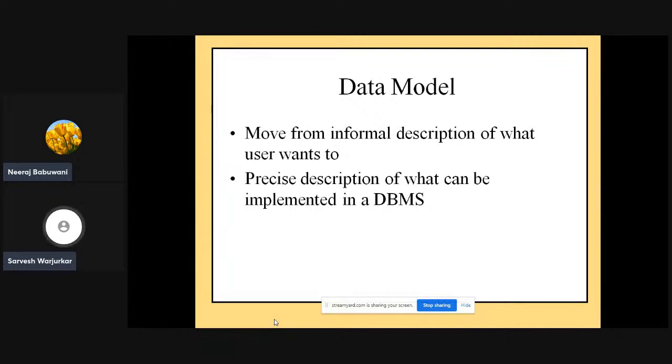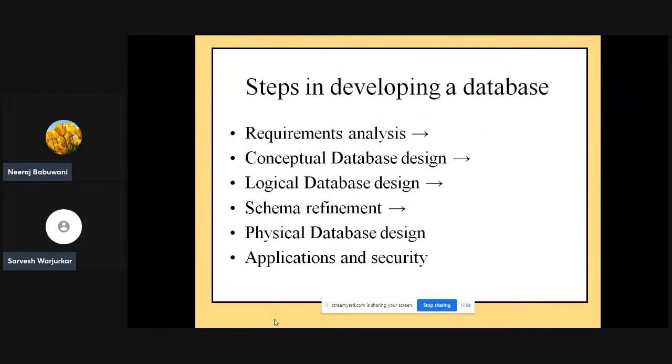We say that we move from an informal description of what the user wants to a precise description of what can be implemented in the database. As the name suggests, a database means a lot of data is stored in a particular memory or in a particular way, in which we have to manage all the data according to the relations. What is a database? There are various steps of developing a database.